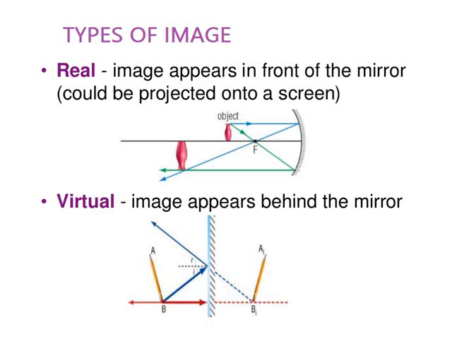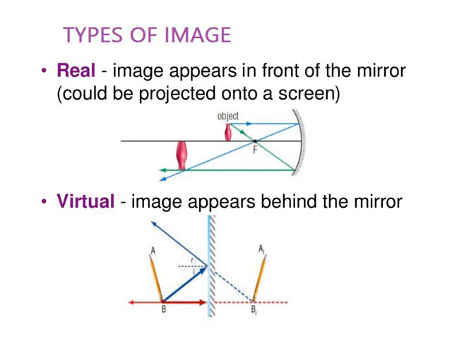Now let us see the types of image formed. It's a very important one. There are two types of image: one is a real image and the other is a virtual image. You must understand the difference between these two, when the image formed is real and when the image formed is virtual. So look at this diagram. You are familiar with this mirror. It's a concave mirror because its reflecting surface is inside.